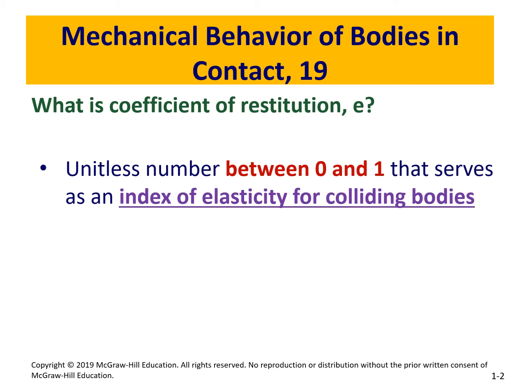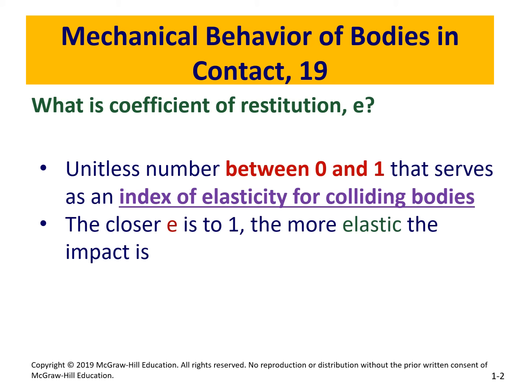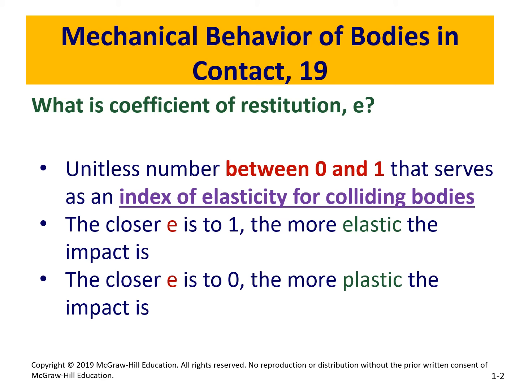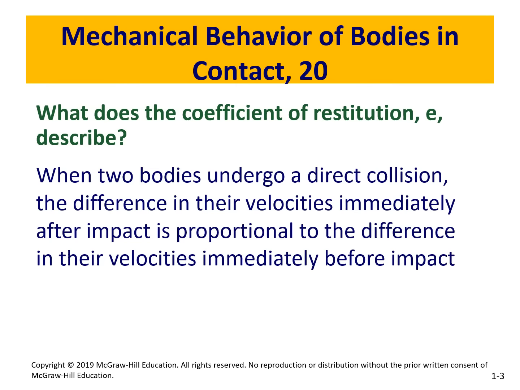First one, using velocities, and the second one is through using height, dropping an object on a floor of different materials. And that's important in biomechanics, especially in sports, in athletics. Now, the closer E is to 1, the more elastic the impact. So if I say between 0.5 and 0.6, which one is more elastic? 0.6. The closer to 0, the more plastic the impact is for the collision. So that is the definition of it.